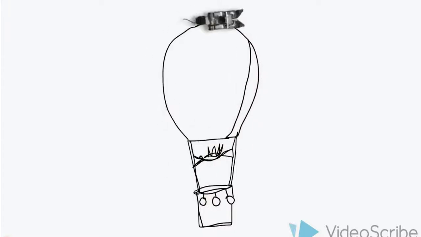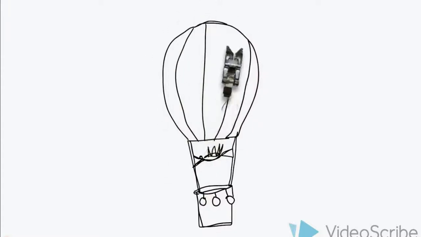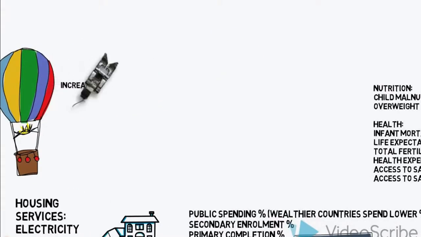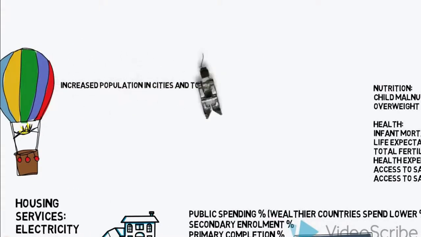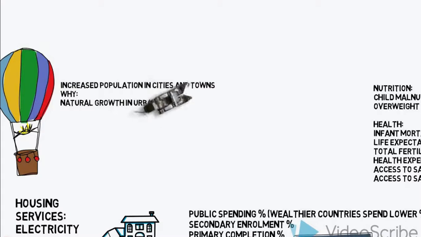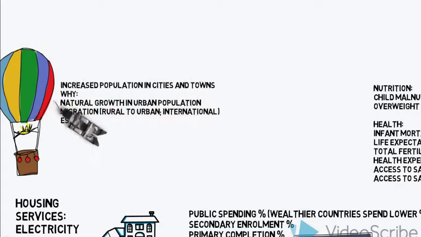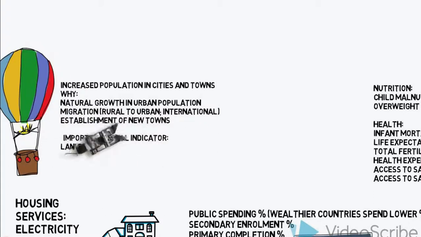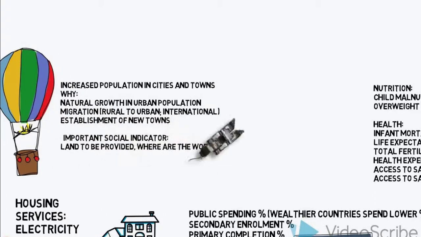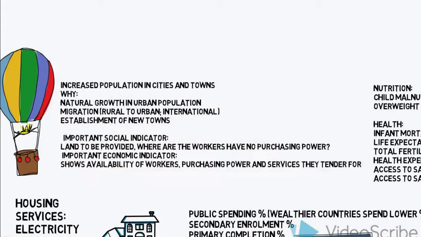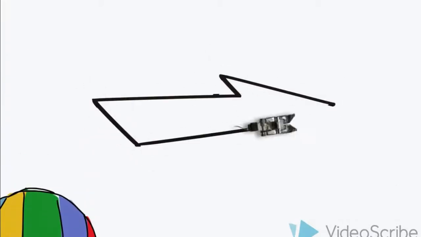Urbanization is the increase in population, people moving into cities and towns. It happens because of migration of people, the natural growth of human population, and the establishment of new towns. So increased population in cities and towns results in these three things. It is a social, very important indicator for government to understand where they need to provide their resources the most.